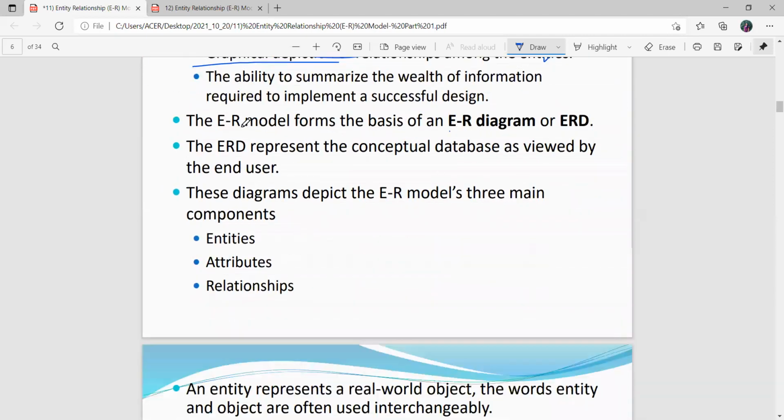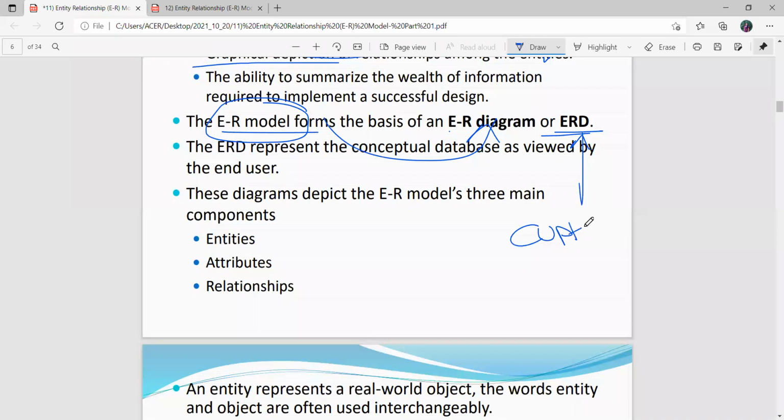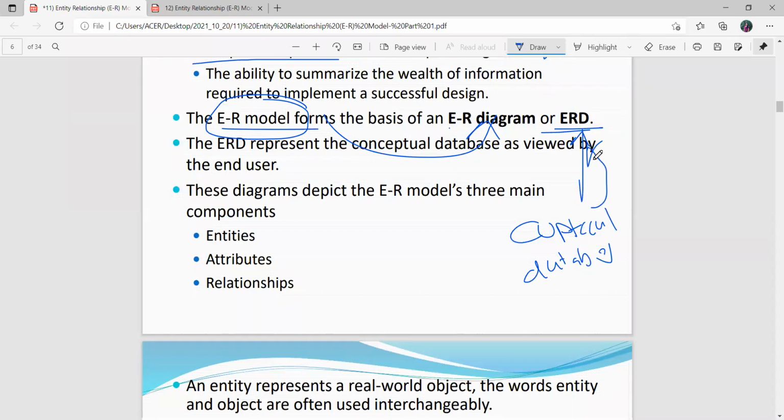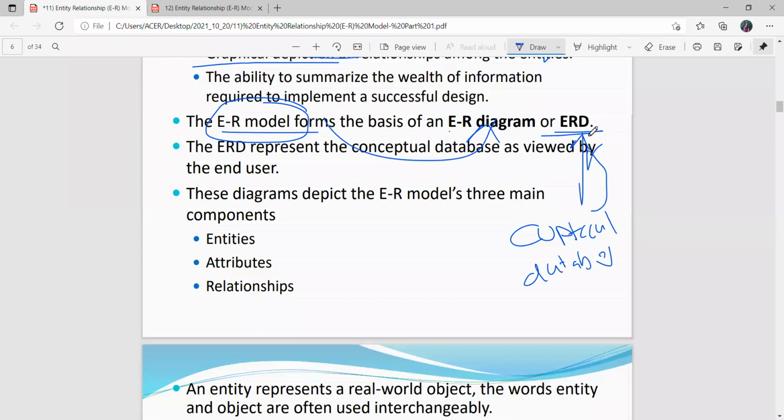So the ER model is based on the ER diagram, the short form of entity relationship diagram. This belongs to conceptual modeling. In the conceptual database, we use this ER diagram for conceptual modeling. This diagram represents the conceptual database as viewed by the end user.